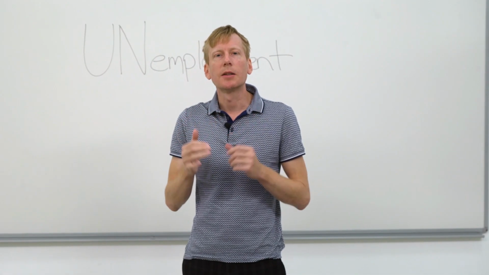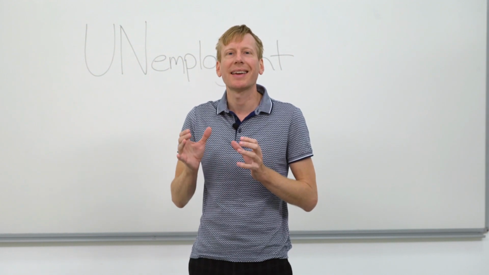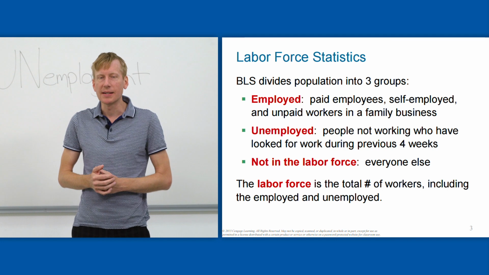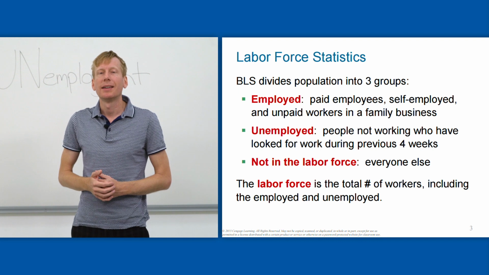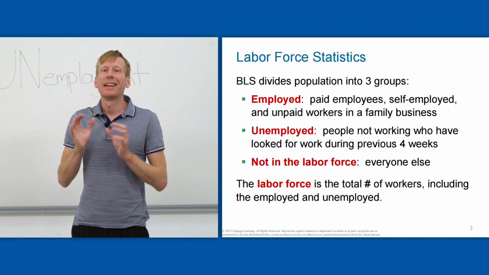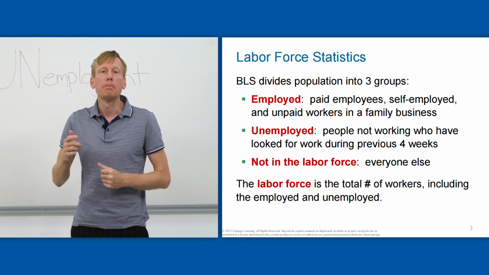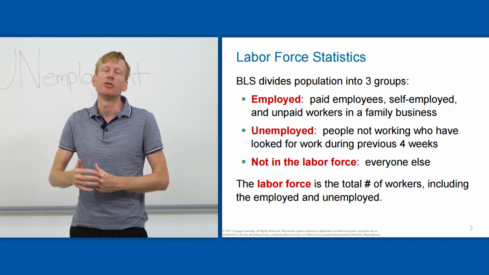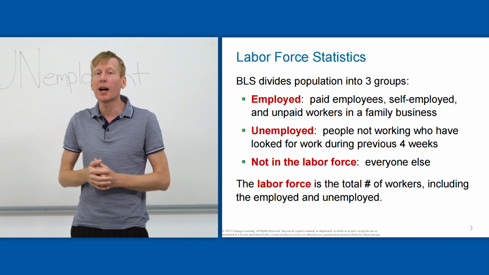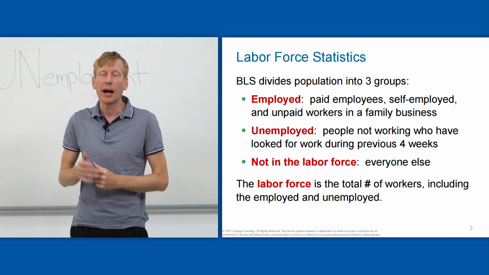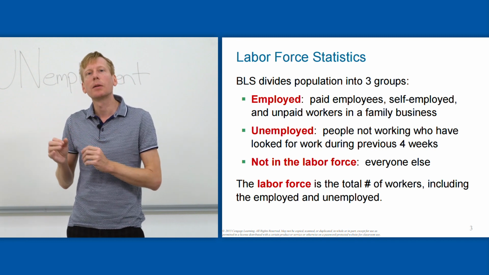Now, that survey that the Bureau of Labor Statistics uses divides people ultimately into three different categories. The first category is employed. These are people who respond, yes, I have a job. The second category is unemployed. These are people who answer that I don't have a job, but I am looking for a job. I would like a job. And the third category is people who responded, I don't have a job, but I don't want a job. I'm not looking for a job. And the name for that category is not in the labor force.